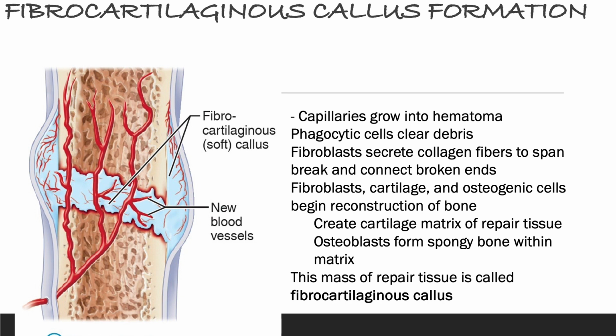Endochondral ossification. So we're also going to have osteogenic cells. Osteogenic cells are like the stem cells of bones, so it's no surprise that we're going to see them beginning the reconstruction. And this creates a cartilage matrix of repair tissue. Osteoblasts, if you go back to the previous video, are bone building cells. They are especially needed here, and they're going to form the spongy bone within the matrix. So we call this repair tissue fibrocartilaginous callus.